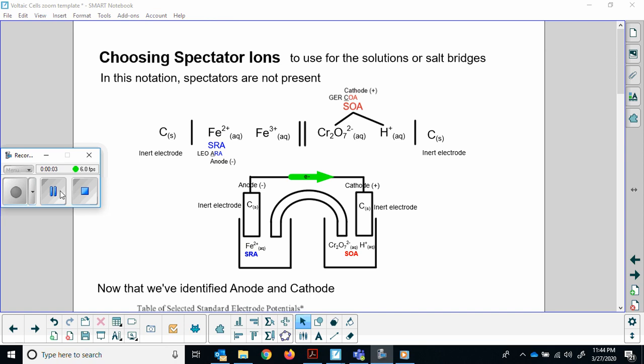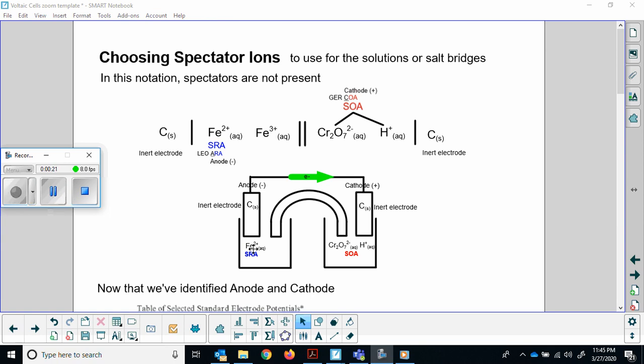Choosing spectator ions to use for solutions or salt bridges. In this notation, spectators are not present. We've already chosen our strongest oxidizing agent, our cathode side, and our strongest reducing agent, our anode side.